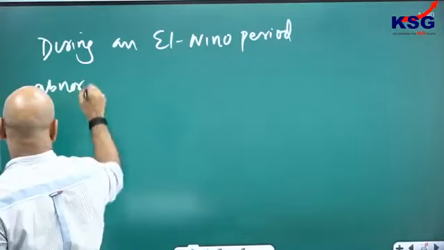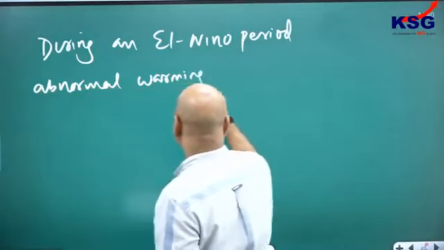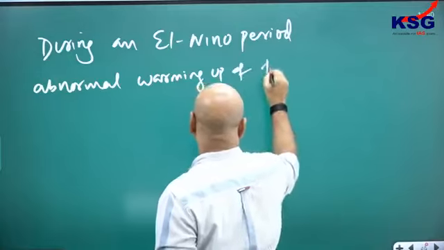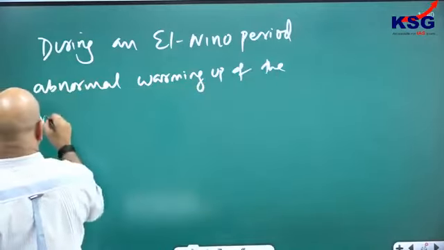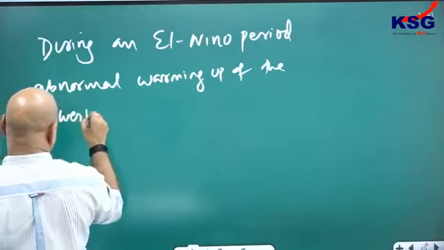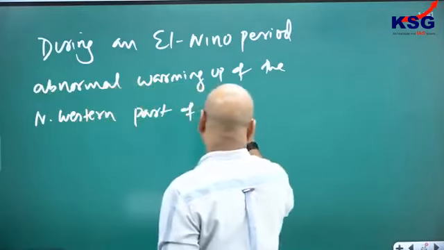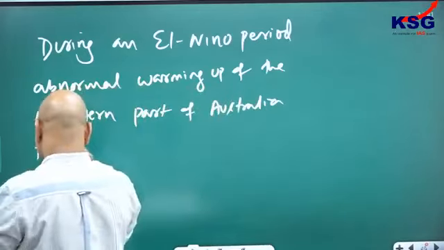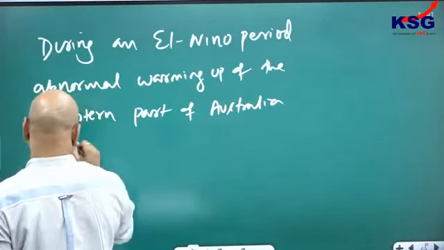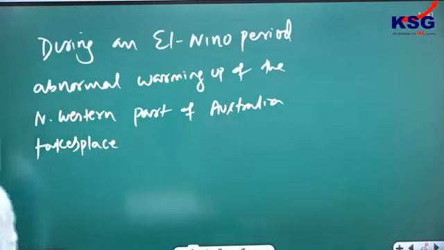abnormal warming up of the northwestern part of Australia takes place.